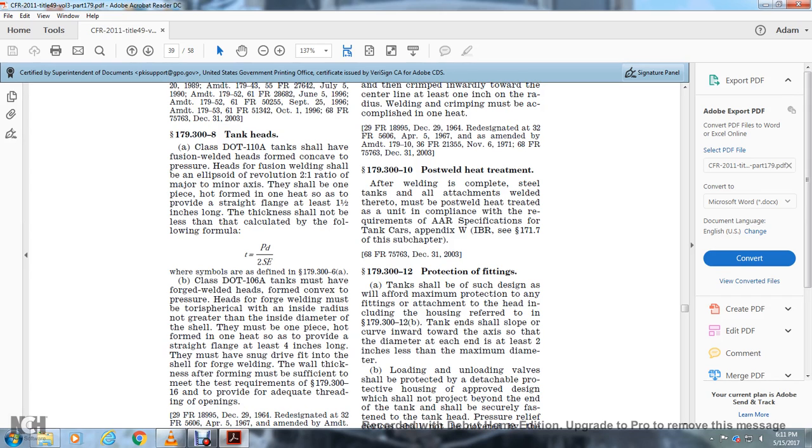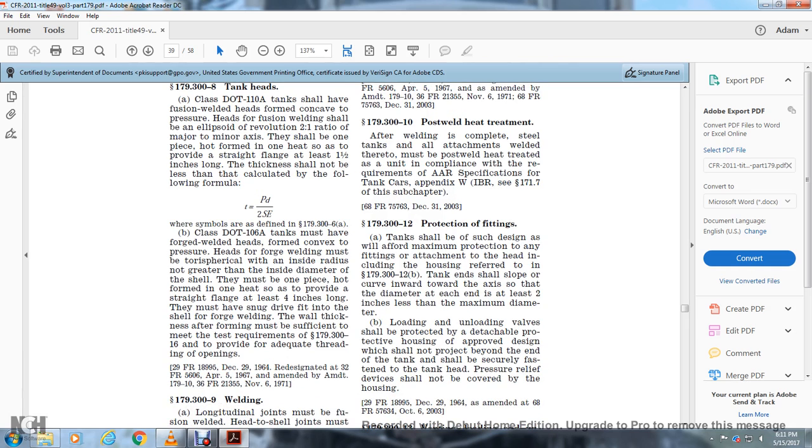Class 106A. The tank must have forged welded heads formed as a convex pressure head with a head pot for forged welding. They must have a torus with inside radius no greater than the inside diameter of the shell. They must be one piece, hot formed in one heat, so that it is provided with a straight flange at least 4 inches long. They must have a snug dry fit into the shell with the forged weld. The wall thickness after forming must be sufficient to meet the testing requirements of 179.316.